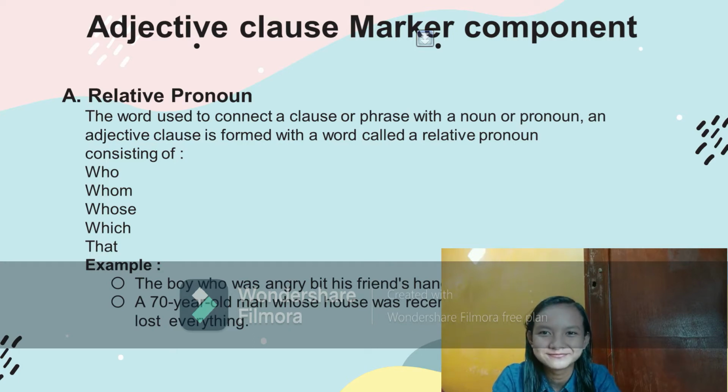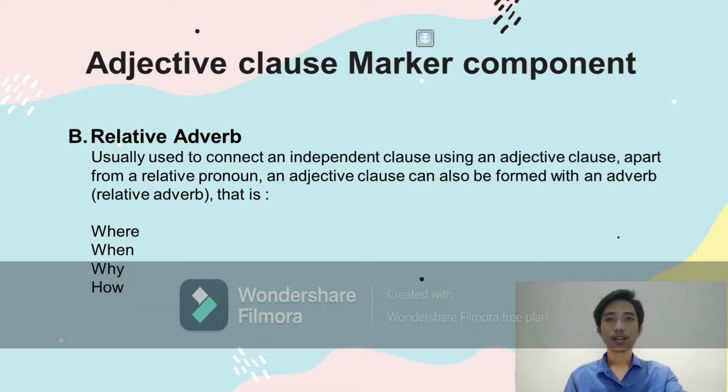Thank you. Okay, now I want to present about relative adverbs and also examples of adjective clauses. The first is relative adverb. A relative adverb is usually used to connect an independent clause using an adjective clause. There are three types of relative adverb. The first is relative adverb of place, where, the second is relative adverb of time, when, and the last is relative adverb of reason, why.